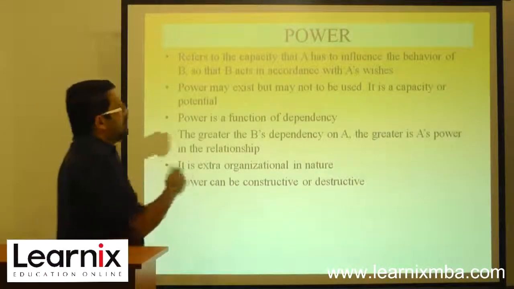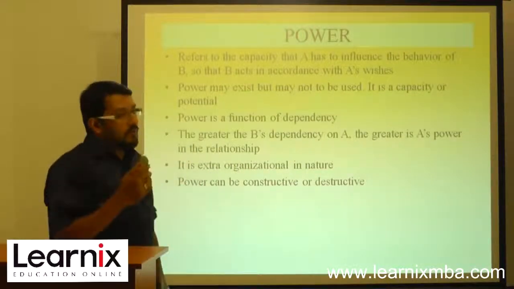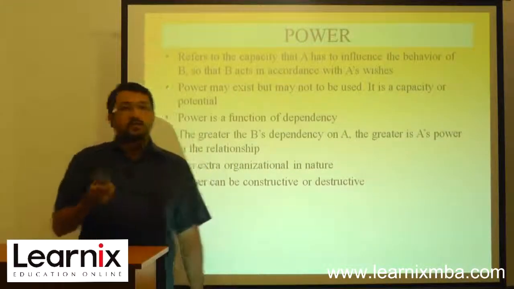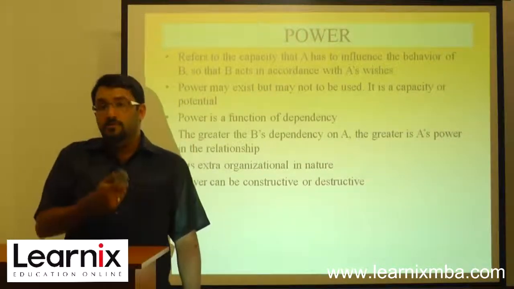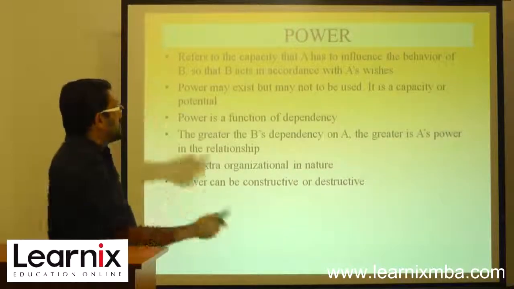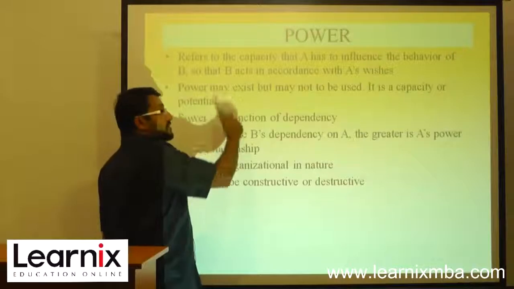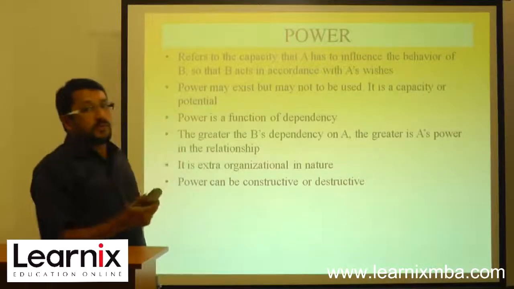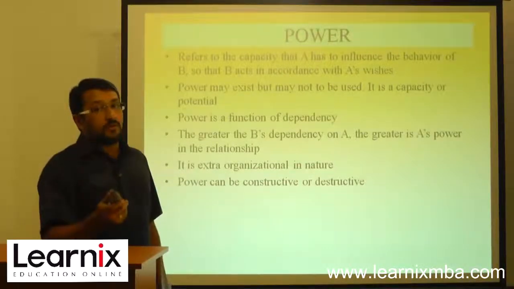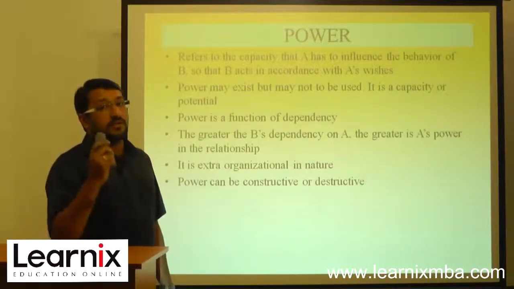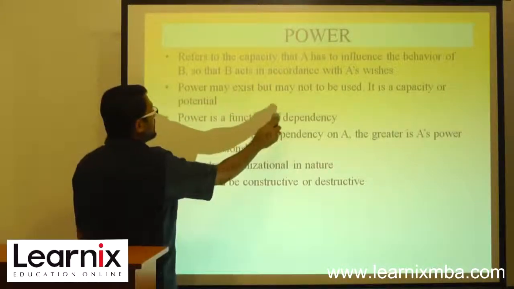Power may exist but may not be used. It is a capacity or potential. Now, we all know that there are many countries who have nuclear weapons but do not use them. Power may exist in the nuclear weapon technology but may not be used, because when we use nuclear technology around the world, we should be really cautious because it causes hazards. So that's why power may exist but may not be used.